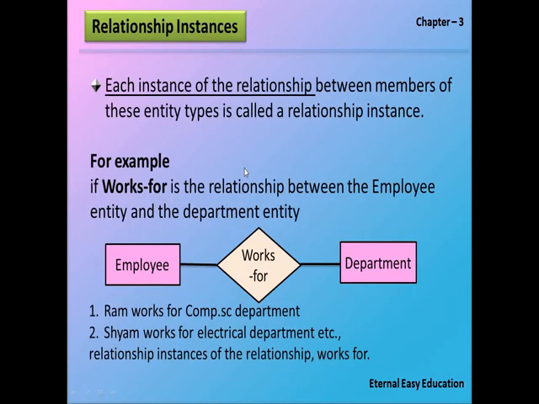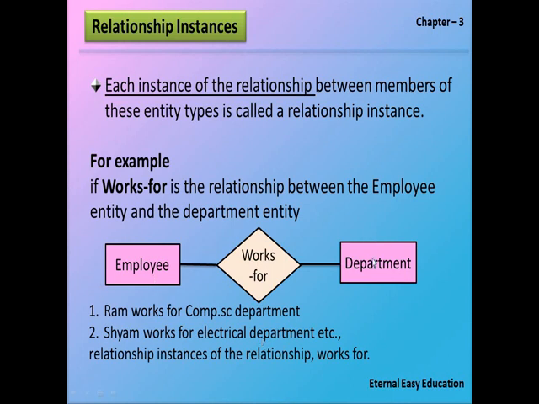That is another term you should know. What is relationship instance? Each instance of the relationship between members of these entity types is called a relationship instance. If works for is the relationship between the employee entity and the department entity, see the instance, that is the record. Ram works for computer science department. Shyam works for electrical department. So this is said to be instance.